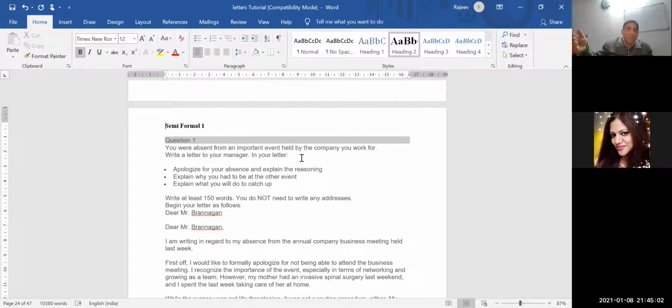When it is an informal letter, you write the first name, dear Ankush, or dear Shamparkita, or dear Jinsan. So you write the first name in case of informal. In semi-formal, you write the surname, and in formal, you write only sir or madam. Right. So this is the structure you follow.